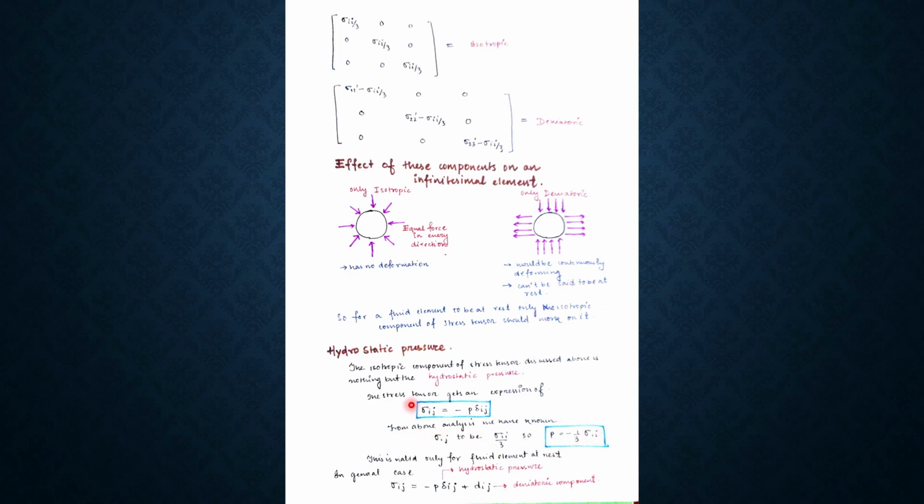And this relation, all these, are valid only for a fluid element at rest, where sigma ij is isotropic. But for a general case, sigma ij, that is the stress tensor matrix, can be represented as minus P delta ij plus d ij. Here, this is the isotropic component and this is the deviatoric component.